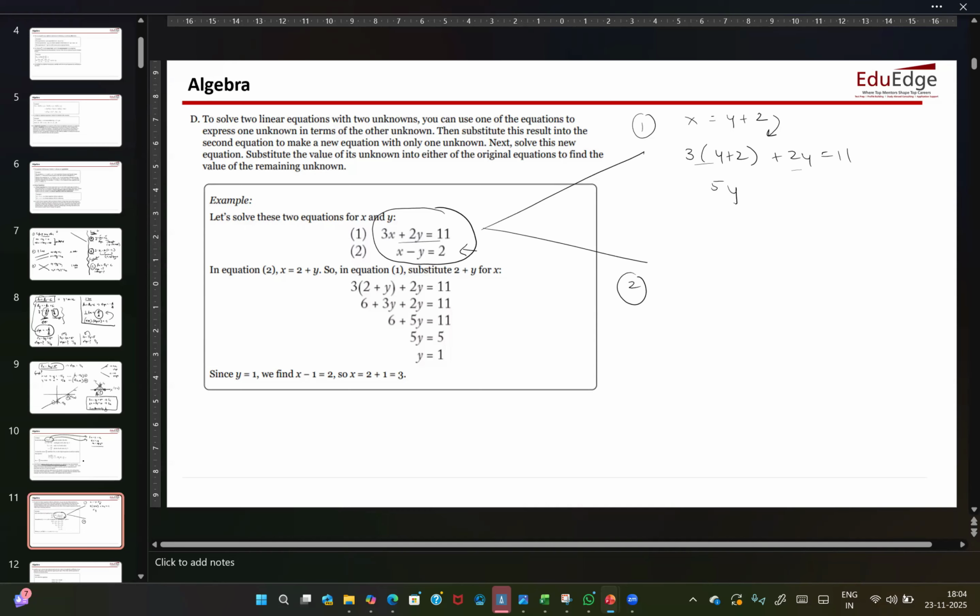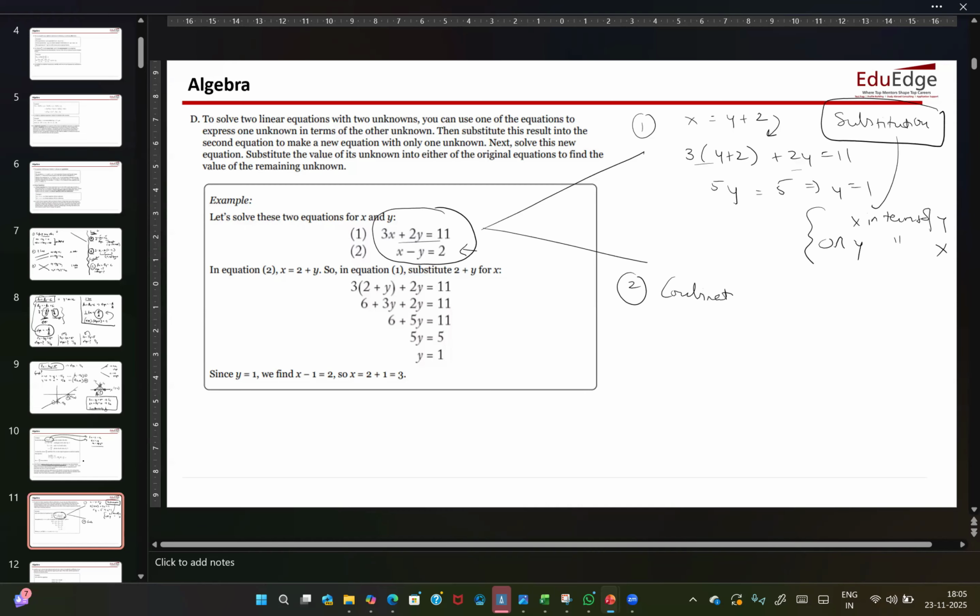I can take all the common terms together: 5y is equal to 5, so y is equal to 1. This is one way of solving, substitution, for which you need to express x in terms of y or y in terms of x. Correct. x in terms of y or y in terms of x, that's the crux.